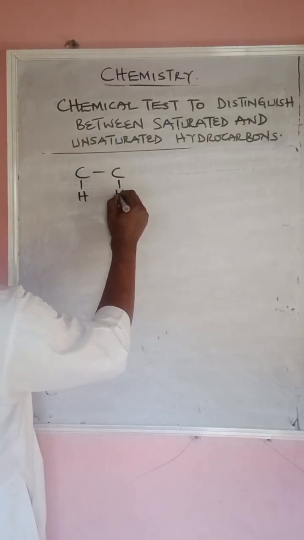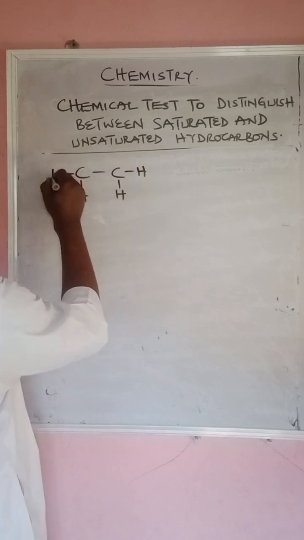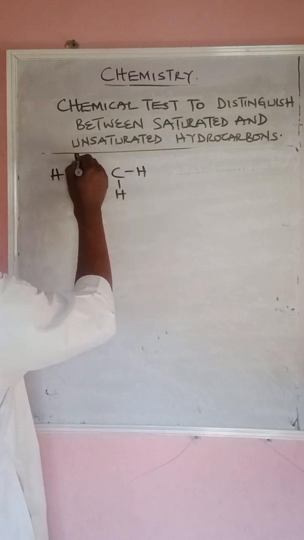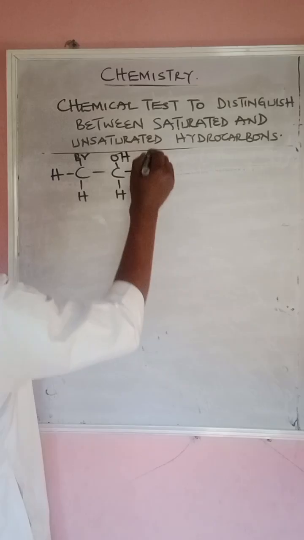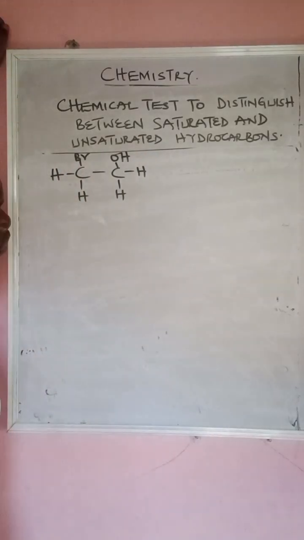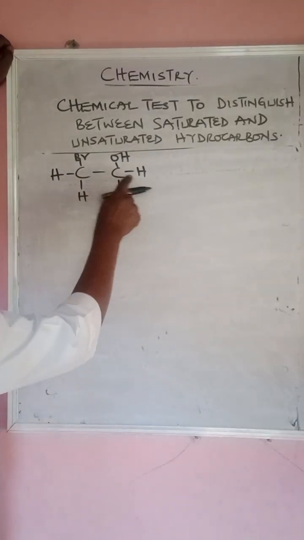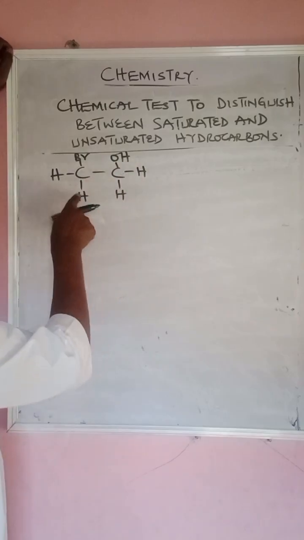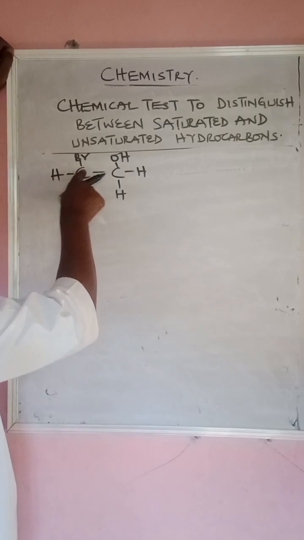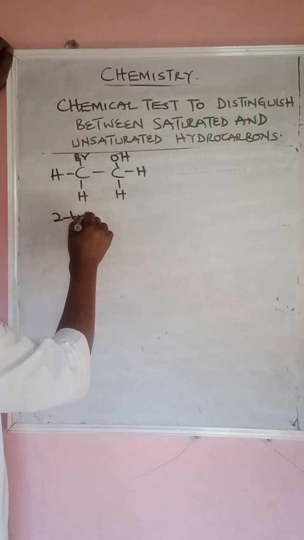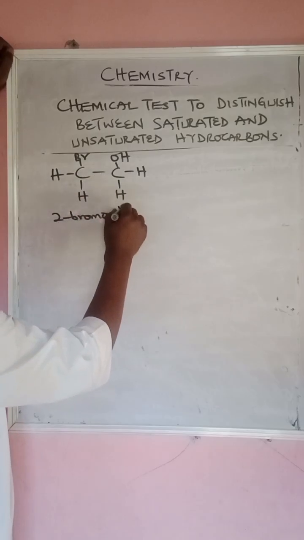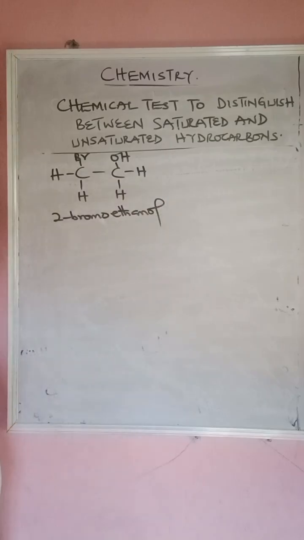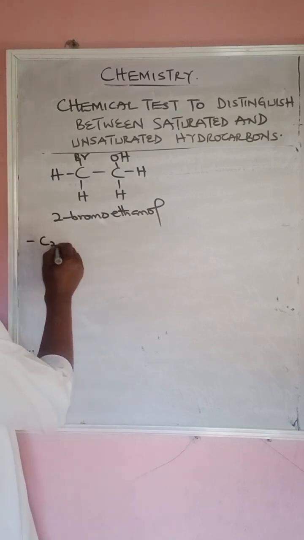Hydrogen here, hydrogen here, hydrogen here, hydrogen here. This is Br, this is OH. So this is C2H4BrOH, which is colorless. If you want to name this, OH is on carbon 1, bromine on carbon 2. So it will be 2-bromoethanol. That's the name.